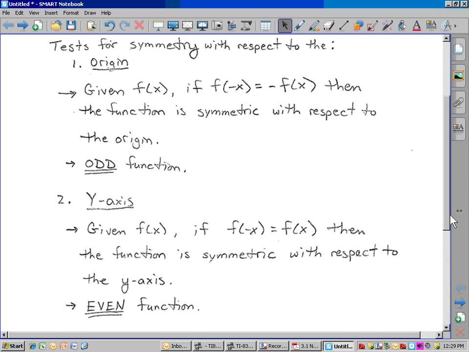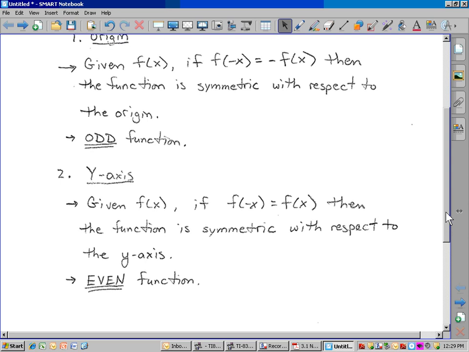And then at the same time, we are going to test number 2, symmetry with respect to the y-axis. Again, given a function f of x, if f of negative x, again, we have to create that, is equal to the original function f of x. If those 2 are equal, then the function is symmetric with respect to the y-axis, and we can classify it as an even function.